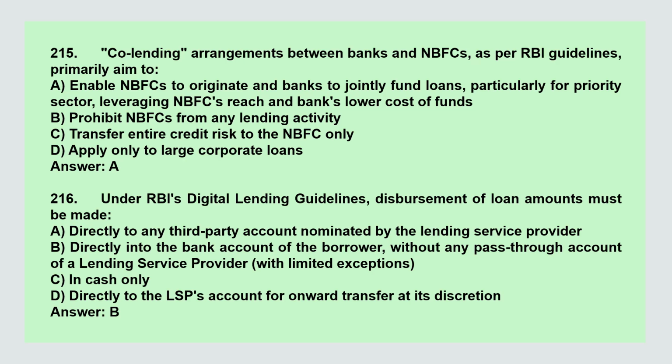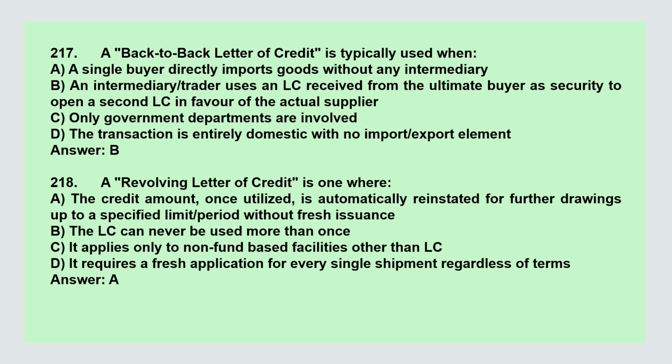Under RBI's digital lending guidelines, disbursement of loan amounts must be made answer B: directly into the bank account of the borrower without any pass-through account of a lending service provider. A back-to-back letter of credit is typically used when answer B: an intermediary trader uses an LC received from the ultimate buyer as security to open a second LC in favor of the actual supplier. A revolving letter of credit is one where answer A: the credit amount once utilized is automatically reinstated for further drawings up to a specified limit or period without fresh issuance.